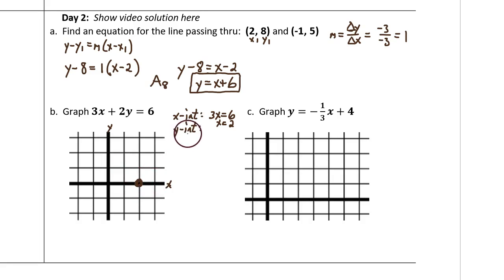To get the y-intercept, you replace the letter x with 0. Then you'd have 2y equals 6. Divide both sides by 2 and you get y equals 3. So it crosses the y-axis at the 3. And then draw a line through those 2 dots.